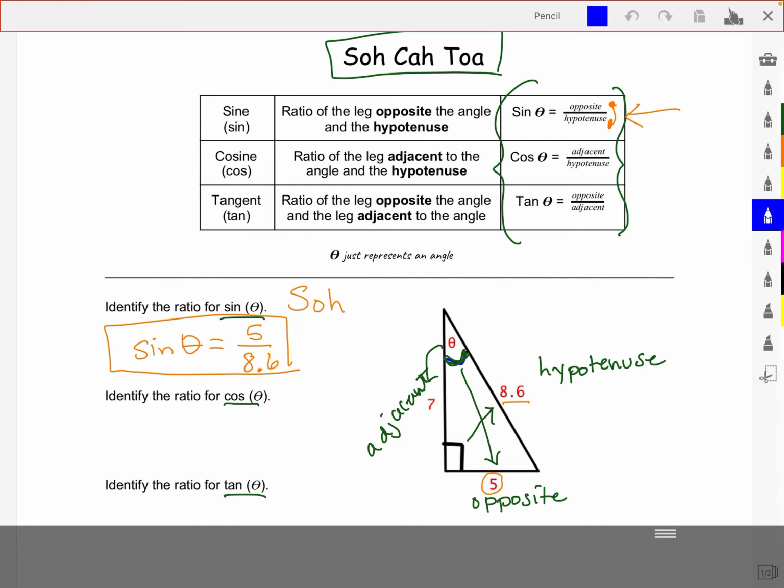Okay, let's do it now for cosine of theta. So cosine of theta, I will use the CAH from SOHCAHTOA. So this is telling me that I want cosine of theta equals, the C stands for cosine, A stands for adjacent, which we identified as 7. The H is the hypotenuse, which we identified as 8.6. So you would read that, the cosine of theta is 7 over 8.6.